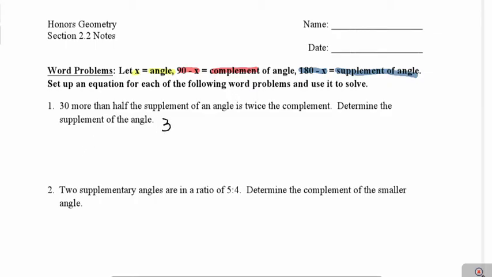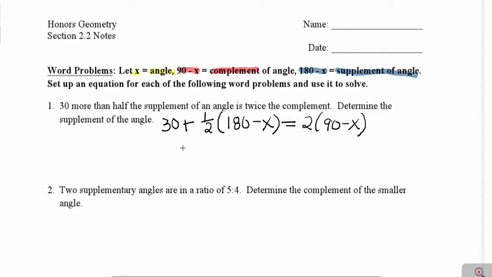So in example 1, it says that 30 more than means addition. So 30 plus half the supplement of an angle. So I would write 1/2 and then make sure you put in parentheses 180 minus x, since we said that is going to represent the supplement of an angle. Anytime you see the word is, that means equals. Twice the complement, so 2 times, and don't forget to put the 90 minus x in parentheses.